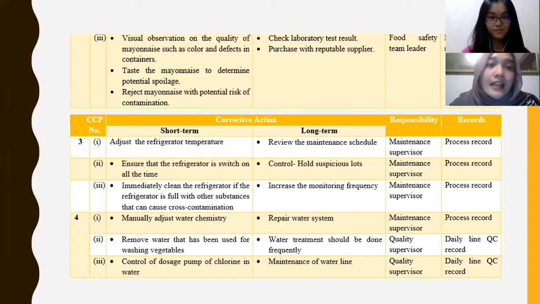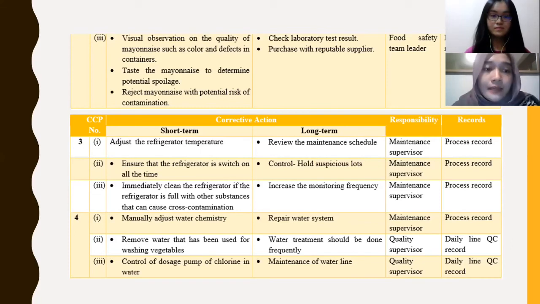And then number three, visual observations on the quality of mayonnaise, such as color and defects in containers. And then test the mayonnaise to determine potential spoilage and reject mayonnaise with potential risk of contamination. For the long term, check laboratory test results and purchase from a reputable supplier. So the person responsible for this corrective action is the food safety team leader. And then keep the record under the laboratory test record.